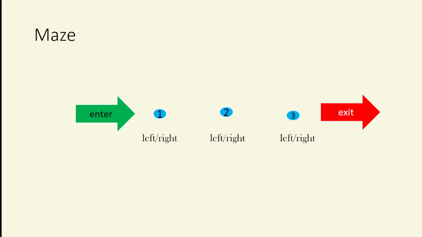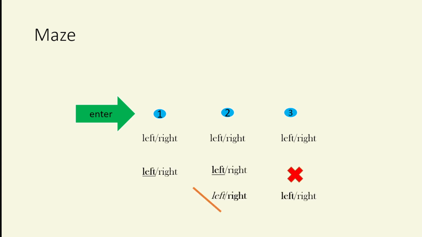So we have to go left or right, left or right, left or right. So in this case we go left, then left. Left is not correct, so we change it to right, and then we go left again. So this lends itself to a stack.